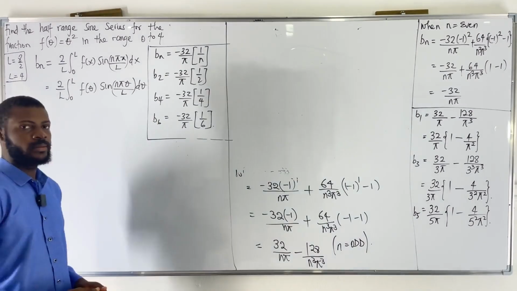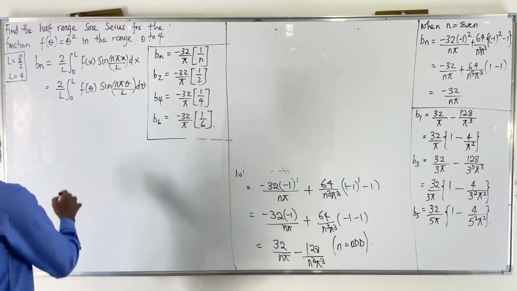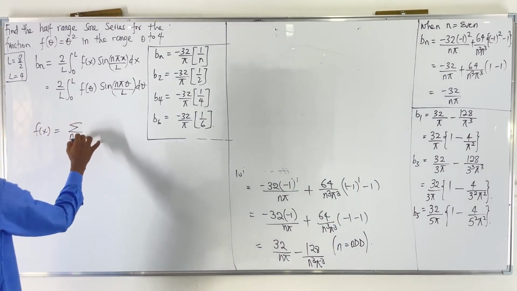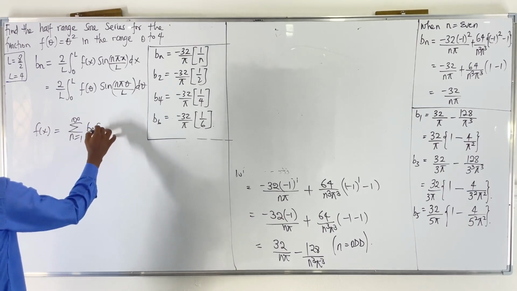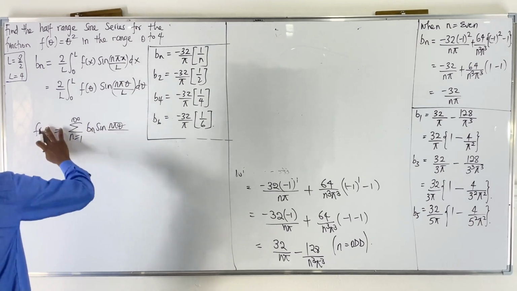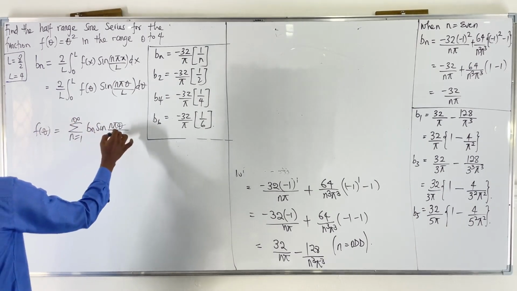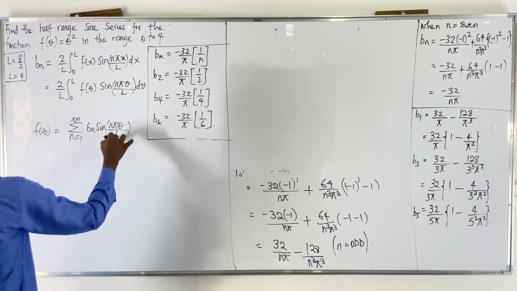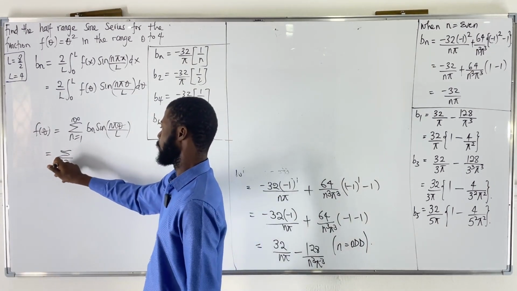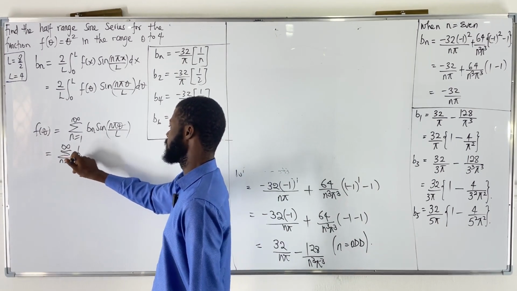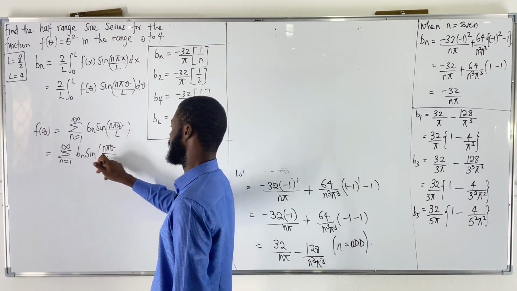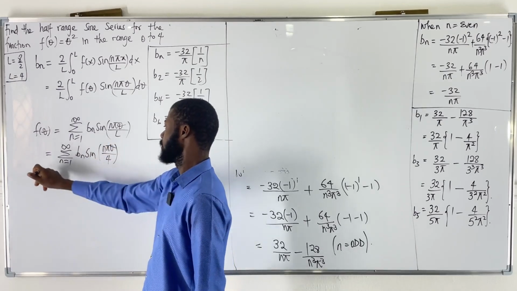So finally, let us get the Fourier series of this very function. Let's get it. So the Fourier series for this will be f of x equals the sum from n equal to 1 to infinity of b sub n sine n pi theta over L. So this will be the sum from n equal to 1 to infinity of b sub n sine n pi theta over 4, because L is 4.